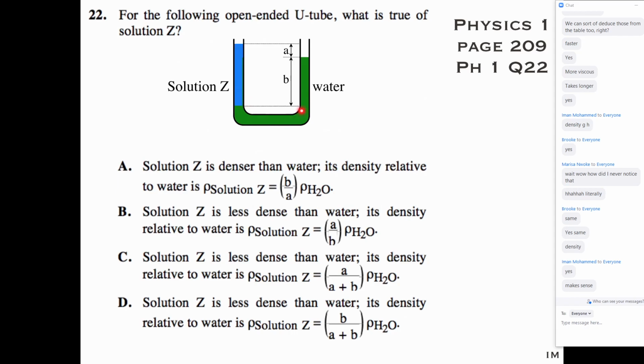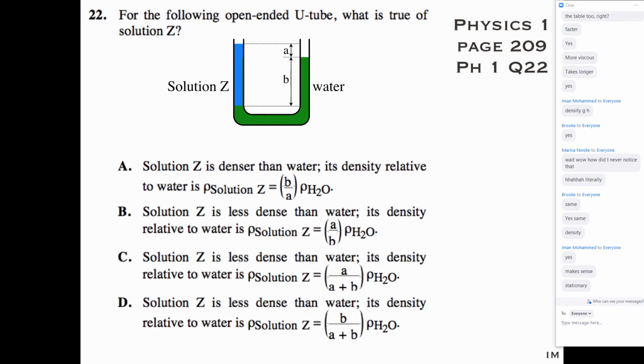Is the fluid moving or is it stationary? Stationary. That means the pressure that the blue is pushing down this way must equal the pressure of the green pushing this way. So that amount of blue is offsetting that amount of green. Okay, we'll worry about it in a second.